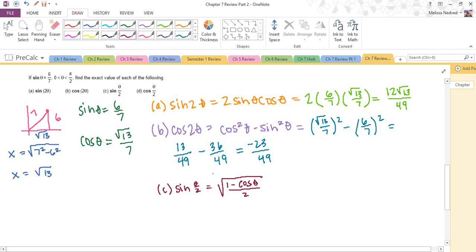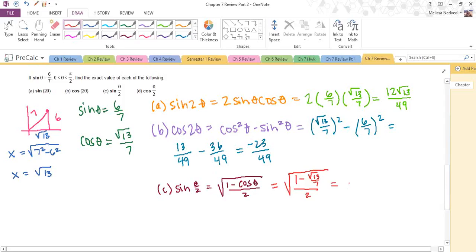Now, my actual identity says I need to take plus or minus. I need to look at the positive and the negative. In the case of this particular problem, since I'm told I'm working in quadrant 1, I know all my values are going to be positive. So I'm only looking at the positive value. But pay attention. If you do run into a problem where you're working in any other quadrant besides quadrant 1, you may need to work with the positive or the negative. Just make sure that you're paying attention to the quadrant you're in. So again, I'm going to go ahead and just do some substitution here. Square root of 1 minus cosine theta, which is root 13 over 7, all over 2.